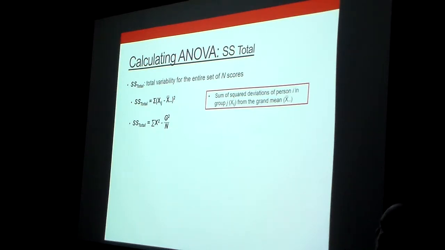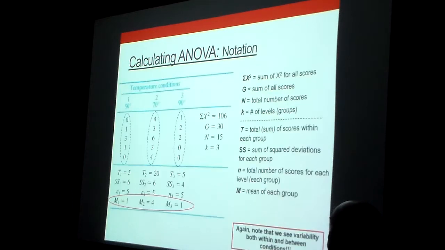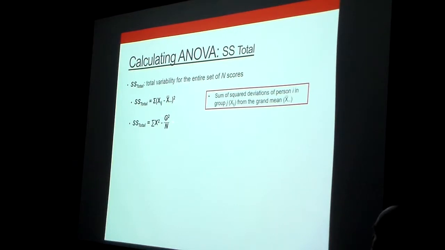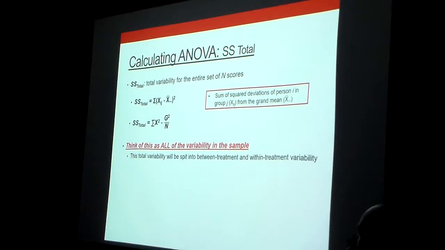If you take the sum of the squared x's and subtract your grand total, squared, divided by the number of scores in your sample, this is going to give you your sum of squares total. Okay? So again, you take your total, square it over your n, right? And again, think about this as all the variability in your sample.